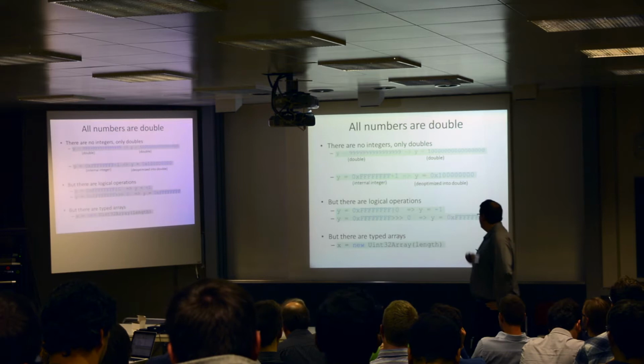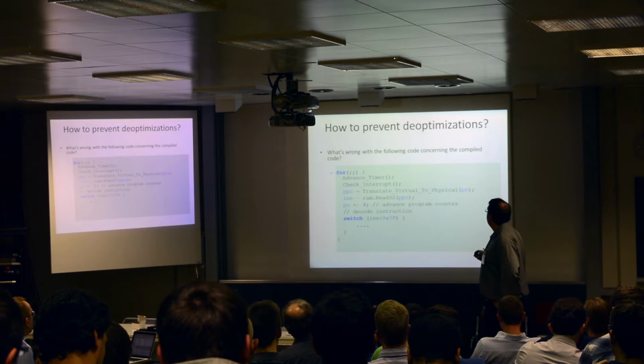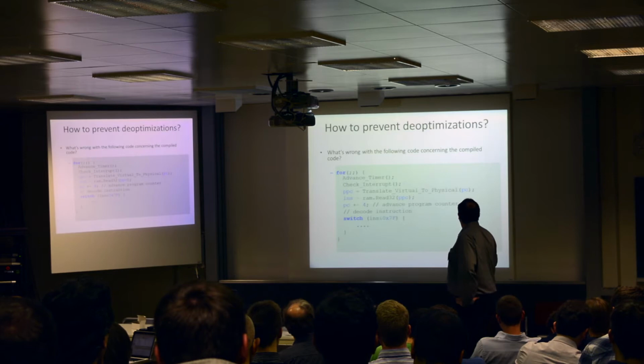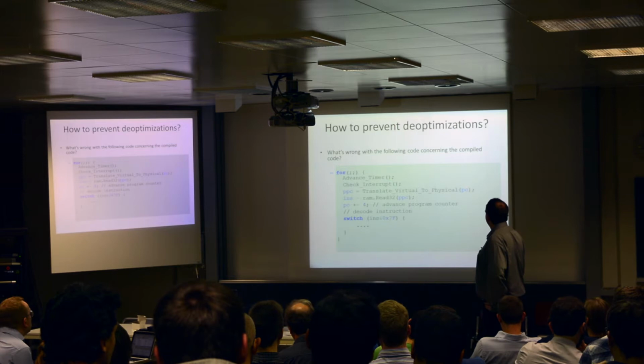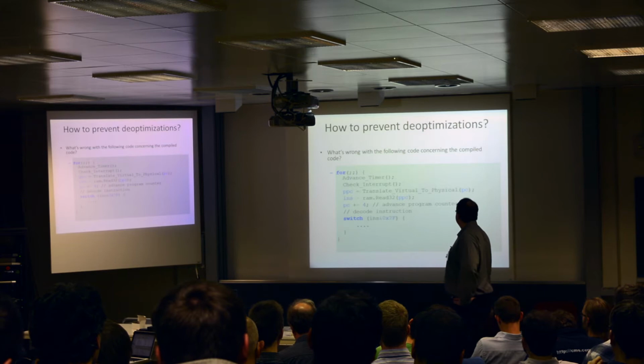Well, this is just one implementation of how you can write an emulator. You have here an endless loop. You want to advance the timer. You want to check the interrupts. Then you have your program counter. You want to translate this PC from virtual to physical, so it's a physical PC, and then you read this instruction, then you add 4 bytes to get the next advanced program counter, and then you want to decode it. So here is a switch statement on certain bits.